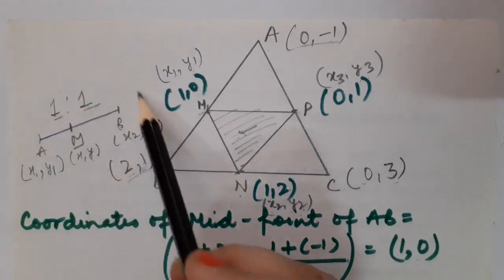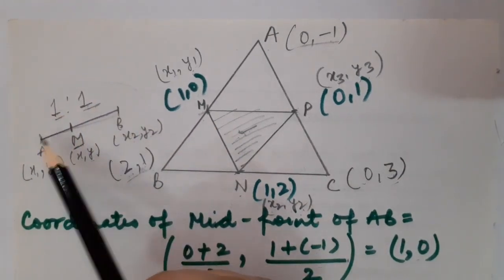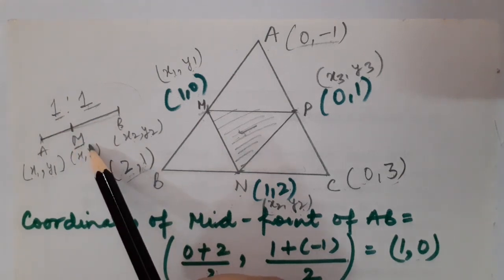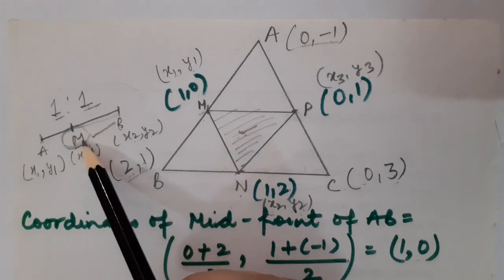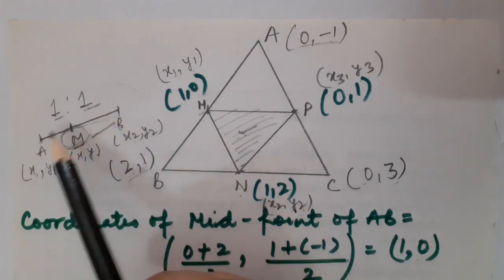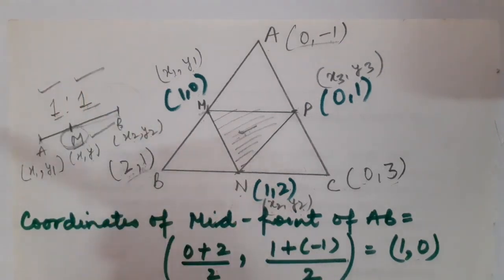Have a look at this diagram also. This is the diagram to calculate the coordinates of the midpoint. Because you know that M is the midpoint of the line segment AB, it divides the line segment in the ratio 1:1.